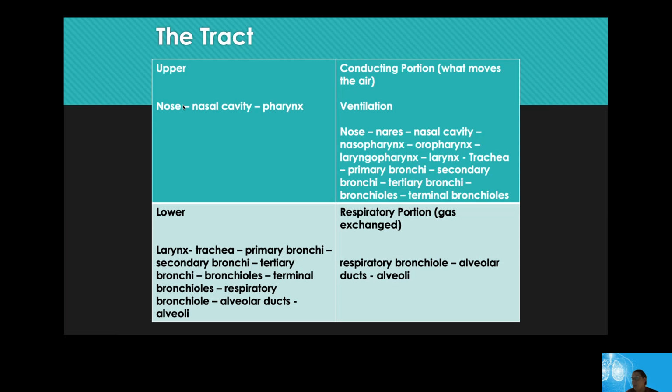The other one, upper versus lower, is another way that the healthcare community determines how infections can be treated. Upper respiratory infections are going to happen along the nose, the nasal cavity, and even the pharynx, whereas lower respiratory infections are prone to targeting deeper in the respiratory tract. The larynx, trachea, primary bronchi to secondary bronchi, which go to tertiary bronchi, which become bronchioles. Bronchioles branch to terminal bronchioles and eventually end up as respiratory bronchioles, which will eventually produce the alveolar ducts and the various alveoli. So the tract can be looked at in a couple of different ways.